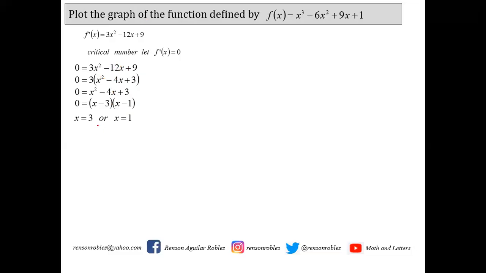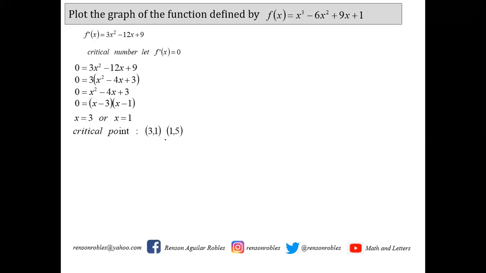Okay, so our critical numbers are 3 and 1. And then the next thing to do is to look for the critical points. To look for the critical points, you just replace x in the given function by 3, and you get 1. And when you replace x by 1, you have 5. So our critical points are (3, 1) and (1, 5).